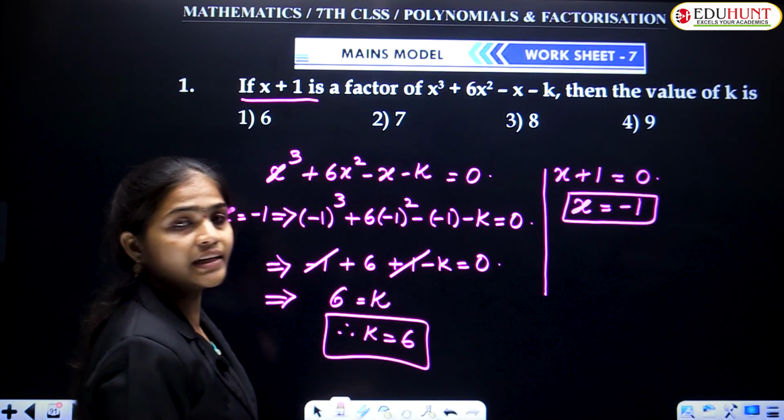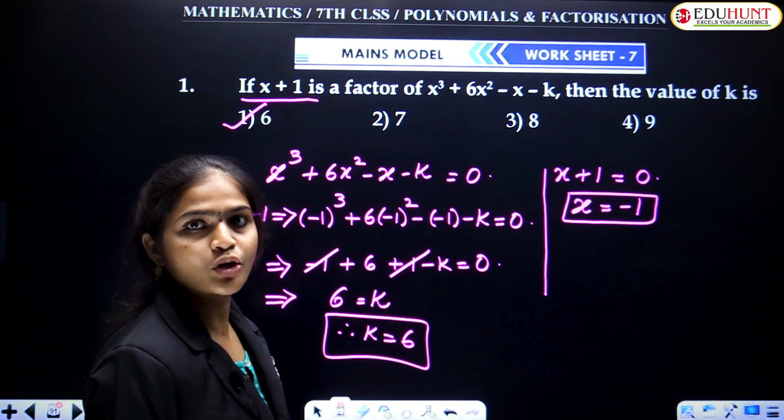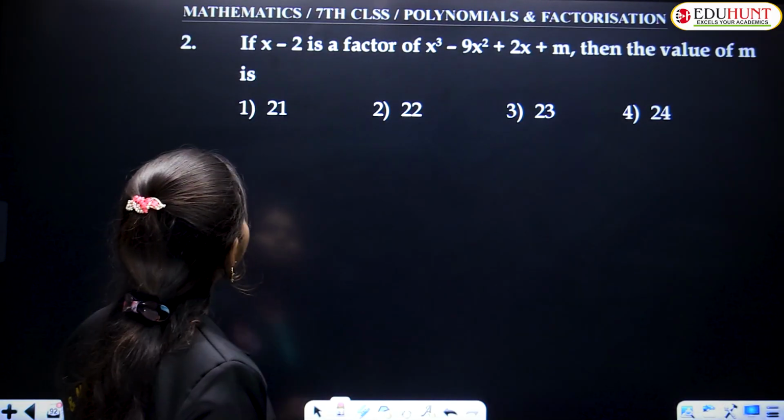What is the value of k here? K value is 6. So which option is correct here? Option 1 is correct. Okay, so let us see the next question.